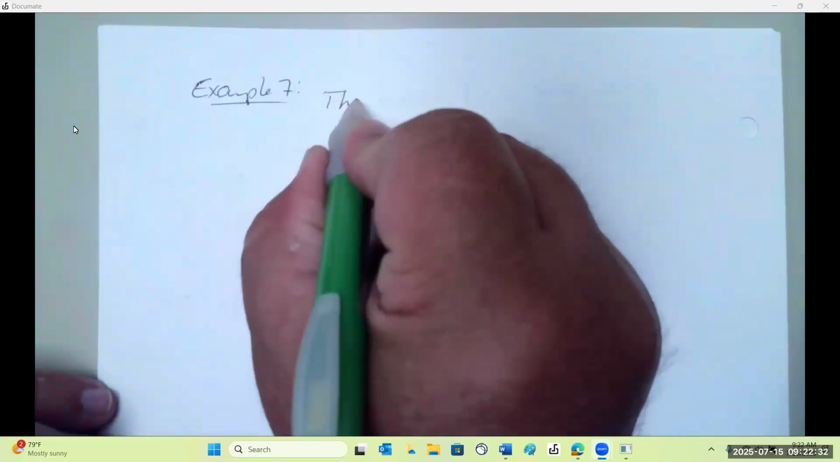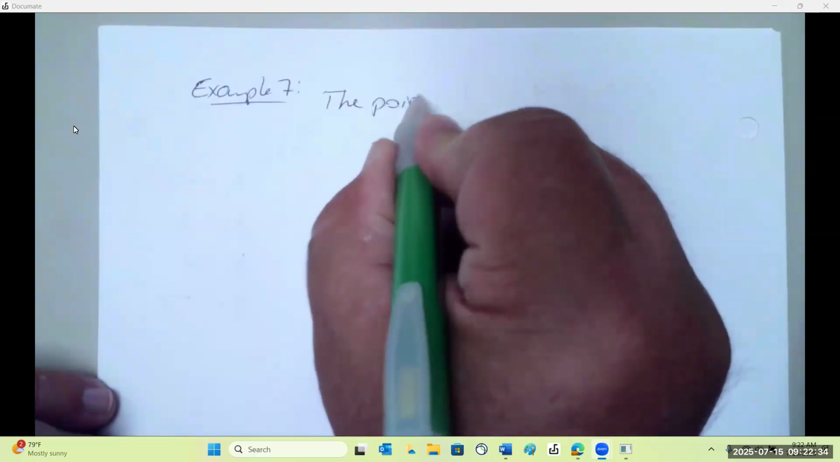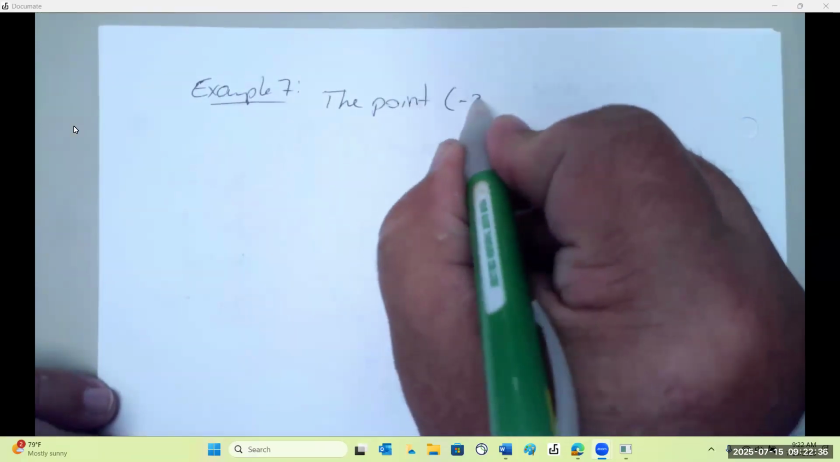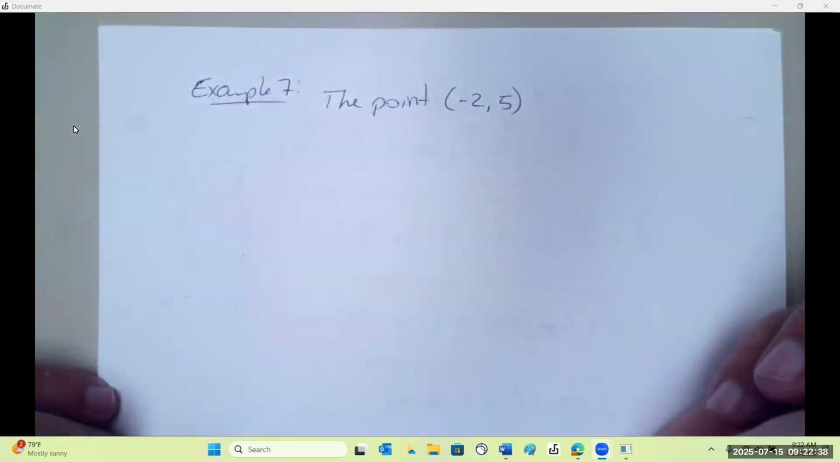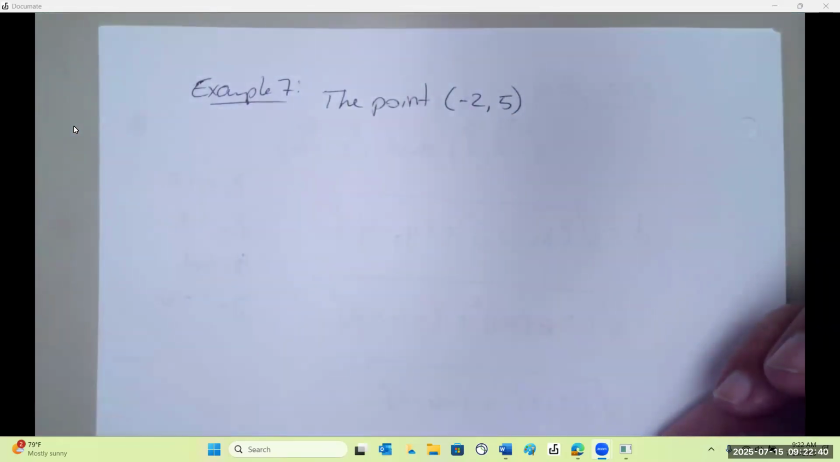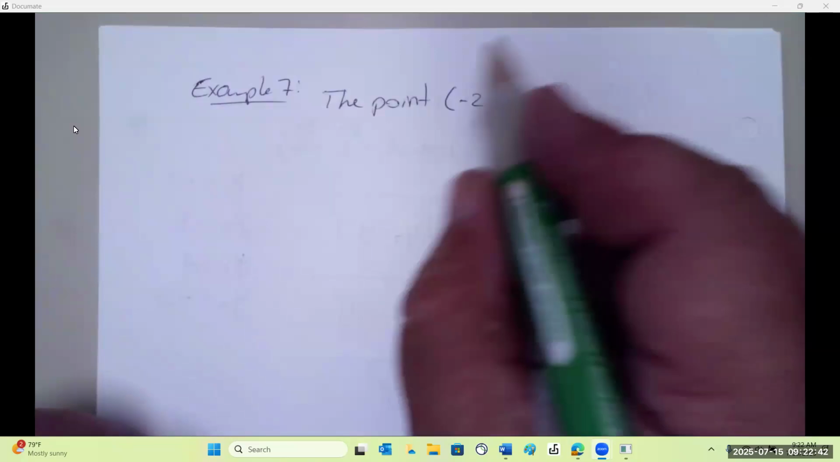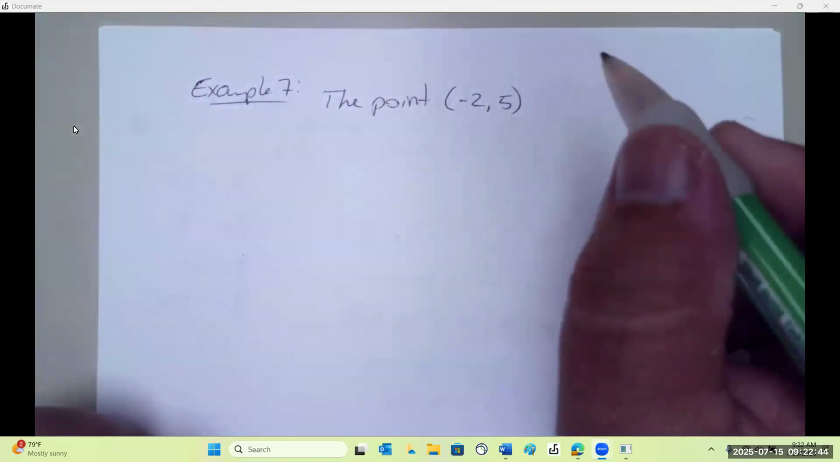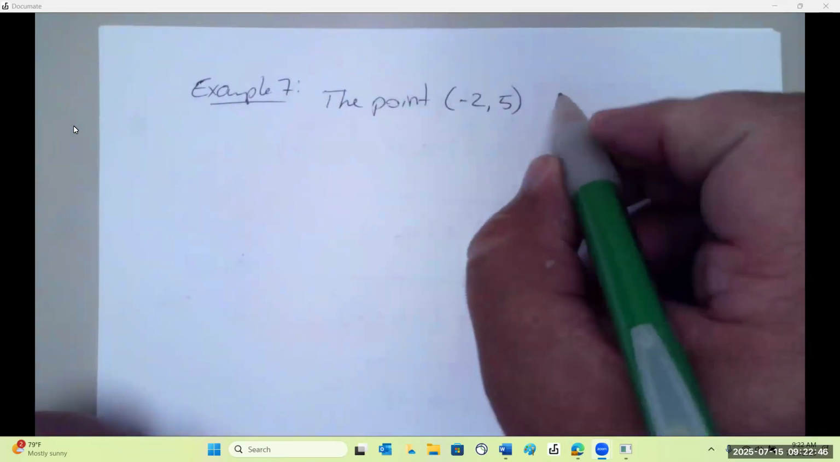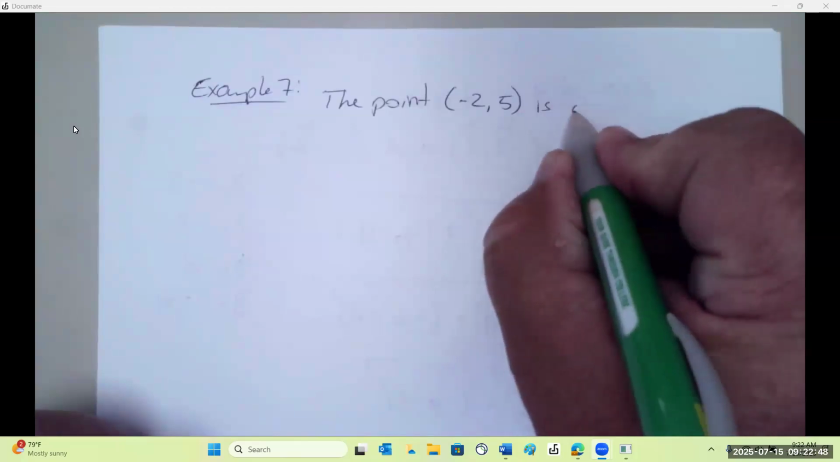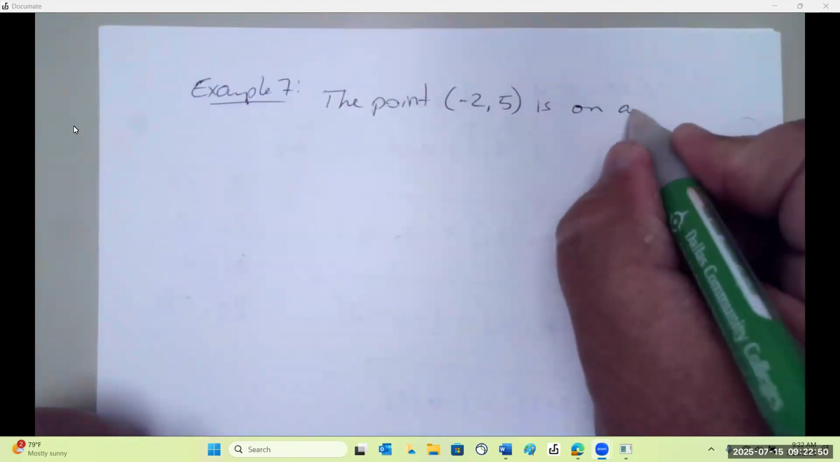Example 7. The point -2, 5. Again, you don't have to write all this stuff down. You have it in the packets I gave you. This is example 7 in your packet. The point -2, 5 is on a circle.